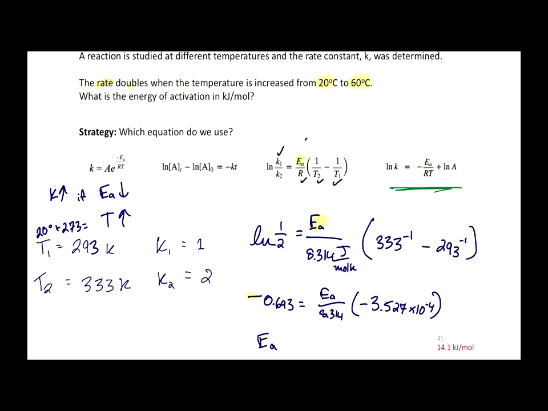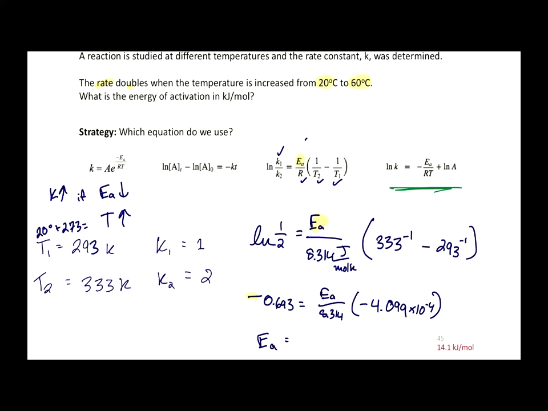Okay, now let me redo this. 333 to the negative 1 minus 293 to the negative 1. Okay, so this is 4.099 times 10 to the negative 4. So let's do this again: 0.693 times 8.314 divided by that 4.099 e to the negative 4. All right, there we go.